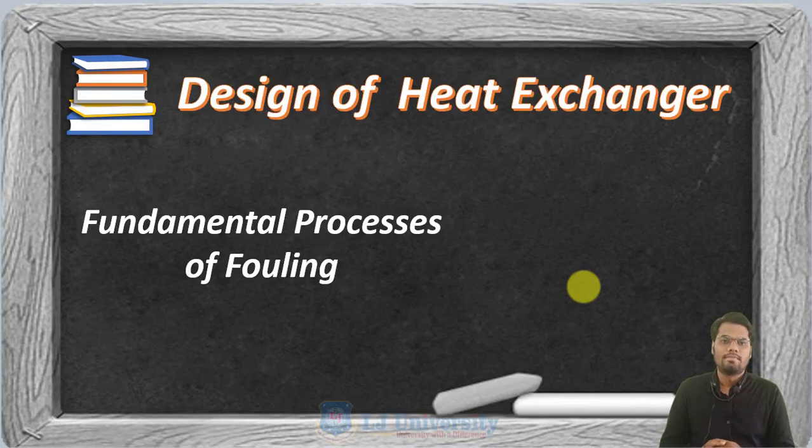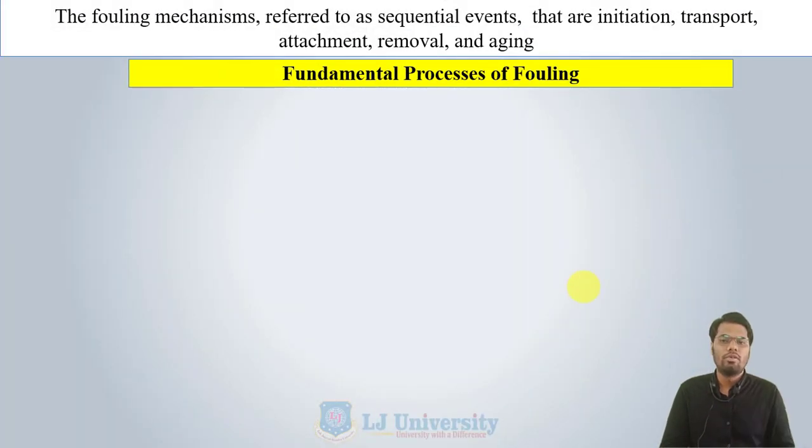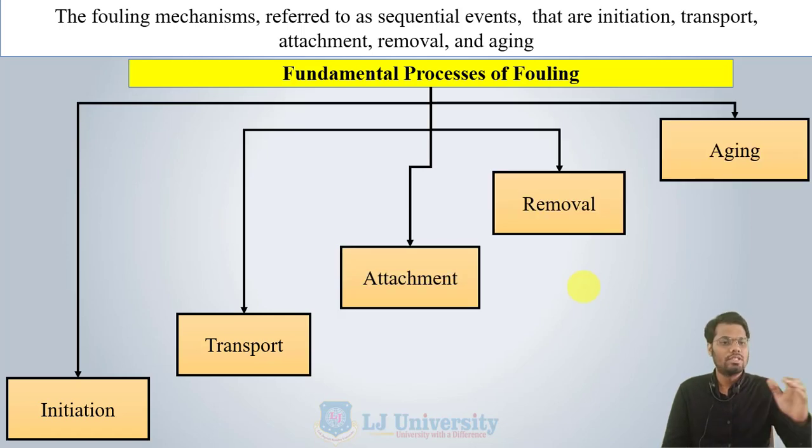Now, hello students. So now we are going to discuss the fundamental process of fouling, or we can say the sequence by which fouling takes place in different heat exchangers. The fouling mechanism is referred to as a sequence of events: initiation, second stage is transport, then attachment, after that removal, then aging. So these are the different stages of fouling.